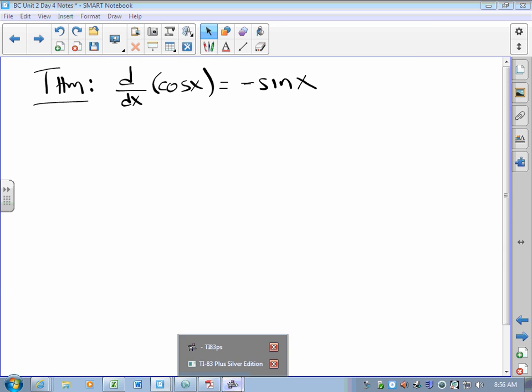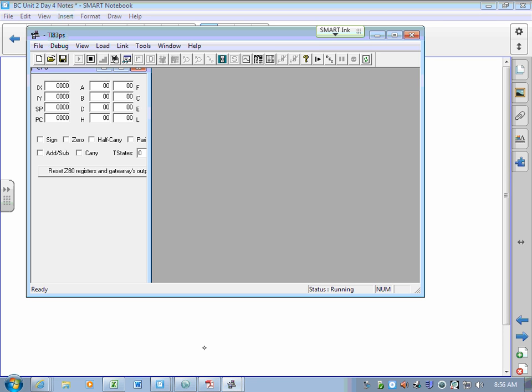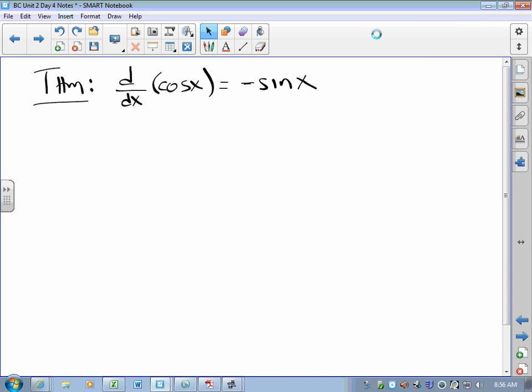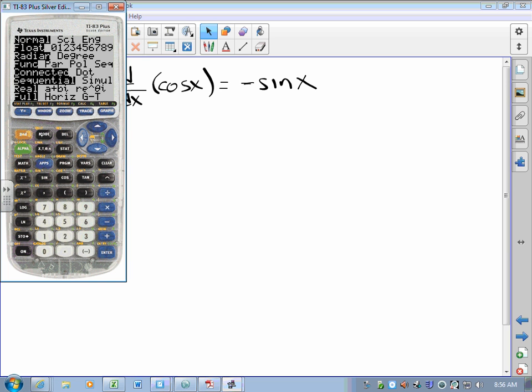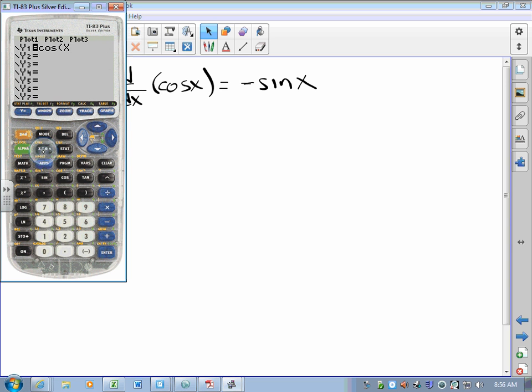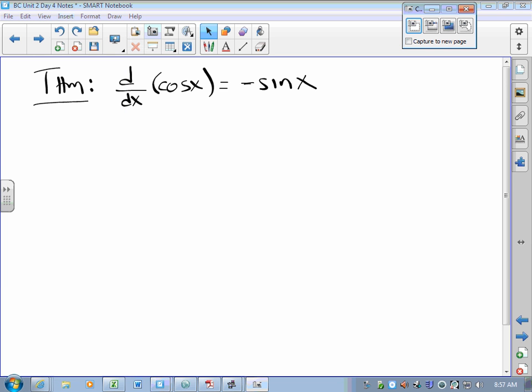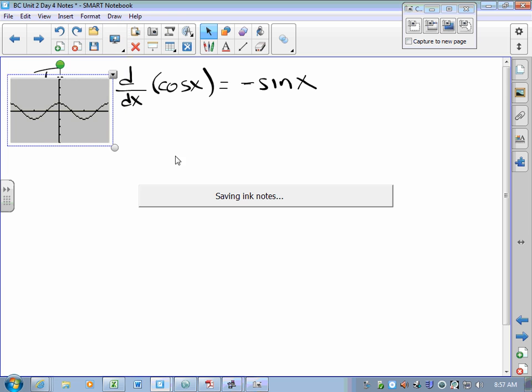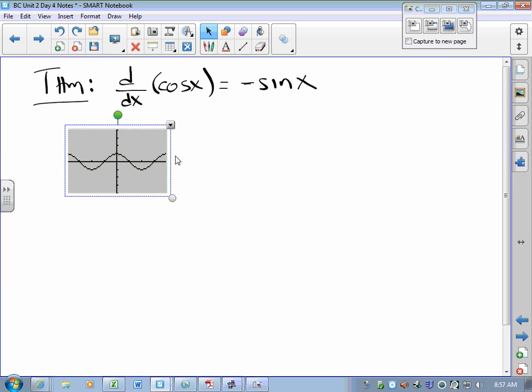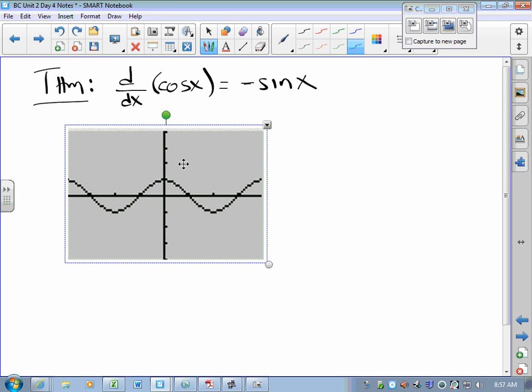I'm going to take a look at this from a graphical standpoint. We're in radian mode. We're going to graph cosine x like that. Let's do a zoom trig just for sport. And then I'll take a picture because it lasts longer. Okay. So we've got this thing. This thing is cosine x.